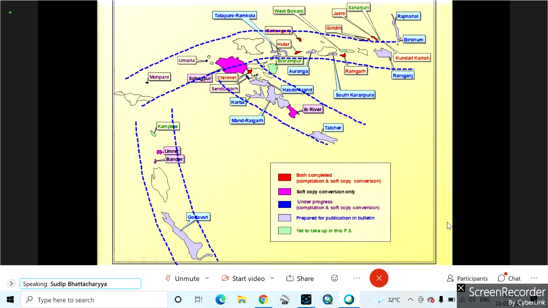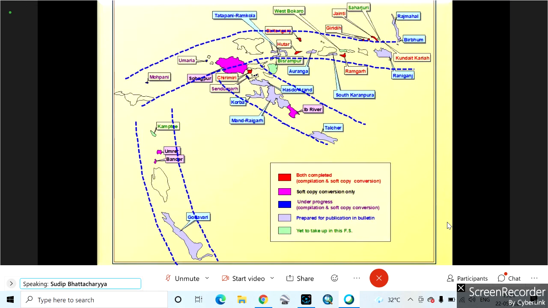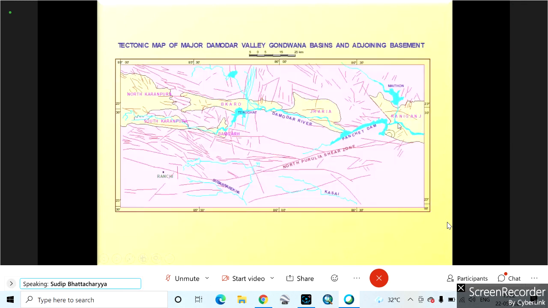Just you see, these are the pattern: Ajay, Damodar, Godavari, Koel, you know. One by one, I have put it here for one reason. You can see that the internal structure of all these basins, all these sub-basins, is followed by the external major structural units. This is the most important thing, and the basin also evolves or develops like that.